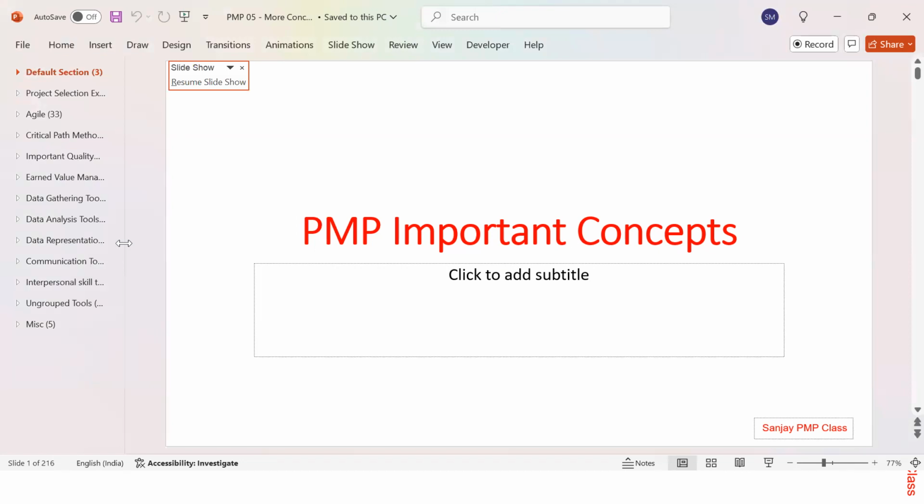Which out of these is given by the customer? Specification limits. Specification limits are given by the customer. That's what Ravi believes. Does everyone agree with him or no?